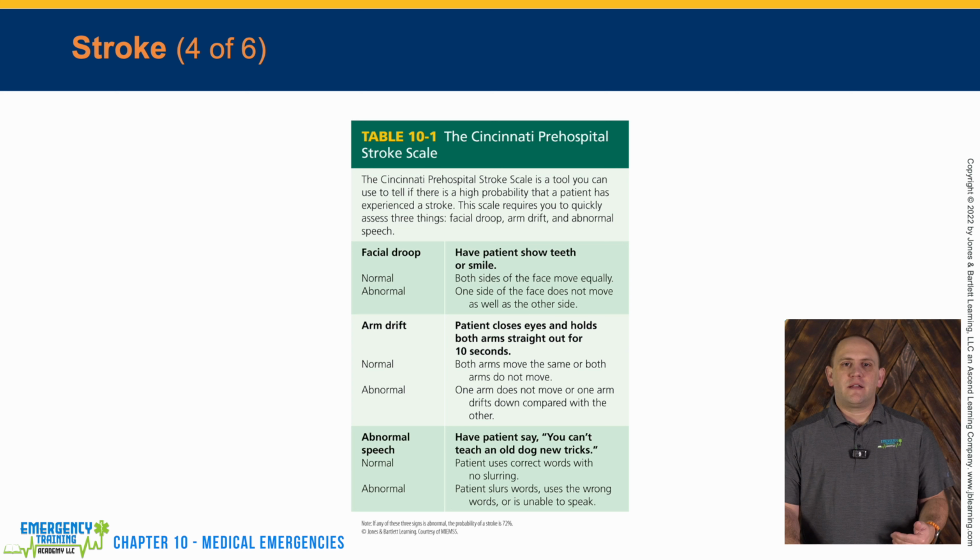And then the next one of the tests that we do is we check their speech. We try and have common phrases that we say or have them repeat back that help us determine if they have abnormal speech. The one that we use most commonly is have them repeat back, "You can't teach an old dog new tricks." So after you have them repeat that back, you'll determine if they're slurring their words, if they're using wrong words, or if they're unable to speak completely. Then that would be a positive finding on the Cincinnati Pre-Hospital Stroke Scale.